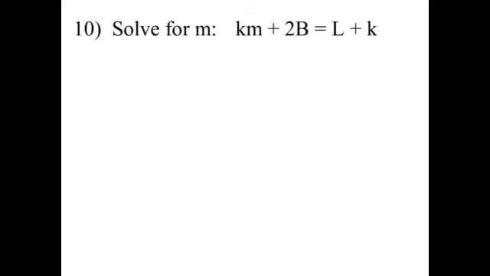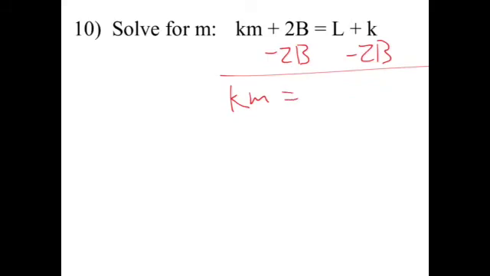On 10, we need to solve for m. That's a little piece right there. Well, let's subtract 2b from both sides. Simplifying the left side, we're going to get km. And on the right side, we're going to have L plus K minus 2B.